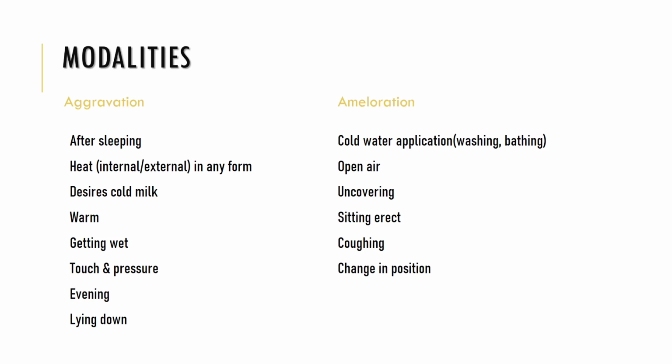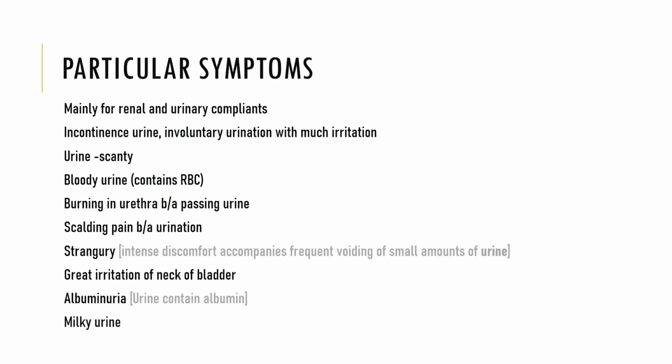The particular, mainly for the renal and the urinary complaint: there is an incontinence of urine, involuntary urination with much irritation. Urine is scanty. They may contain RBCs in their urine. Hematuria. Burning in urethra before and after passing urine. Scalding pain before and after urination. Strangury. The word generally means that there is a discomfort which is accompanied by frequent voiding of small amounts of urine. Great irritation of neck of bladder, albuminuria, and milky urine.